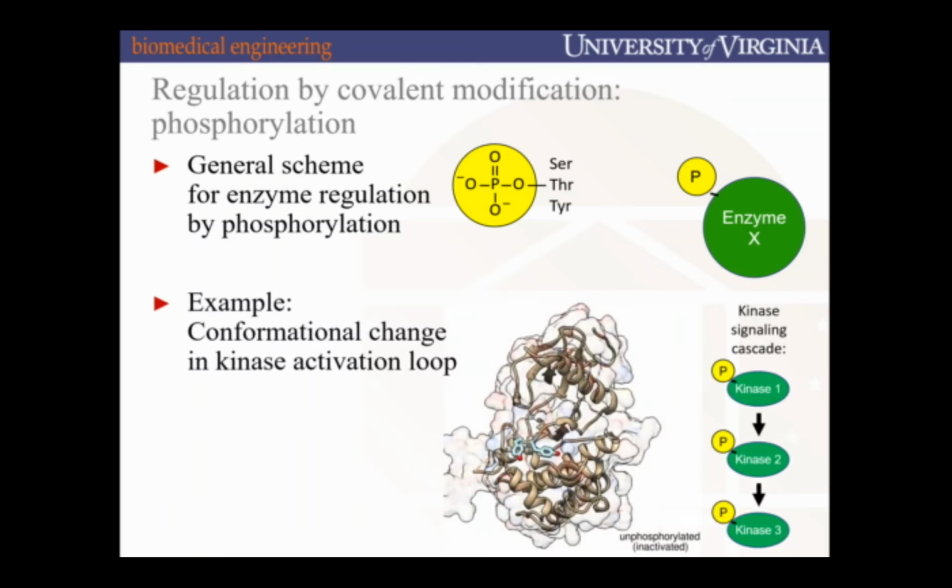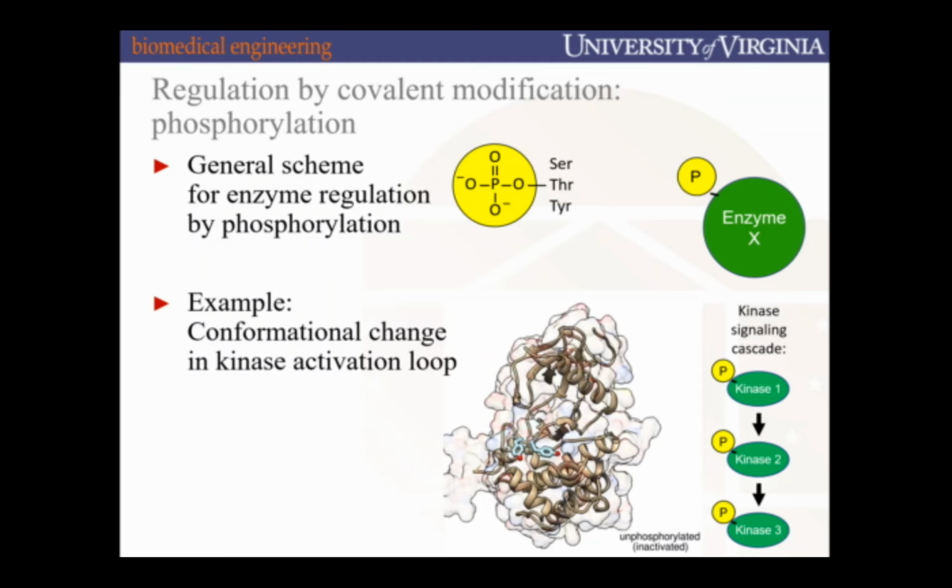One place we see this type of regulation a lot is actually in the activation of protein kinases themselves. Later in the semester, we'll talk about kinase signaling pathways, how one kinase activates another kinase, which activates another kinase to propagate some kind of signal throughout the cell. One mechanism that's often used to activate kinase enzyme activity is amino acid phosphorylation on a special region of the kinase protein called the activation loop. When this is phosphorylated, it causes an allosteric change that brings the kinase into its active conformation.